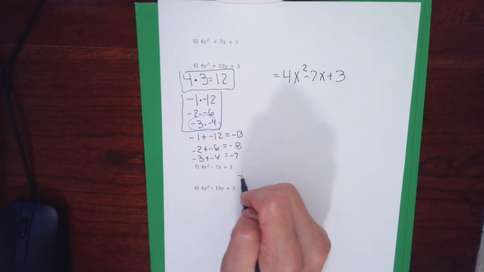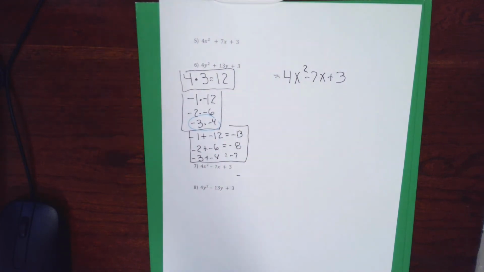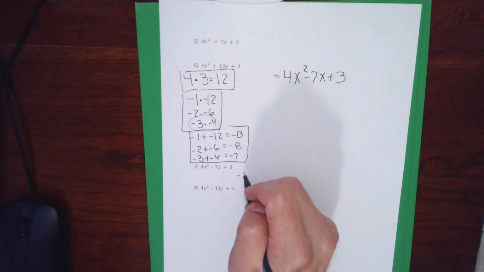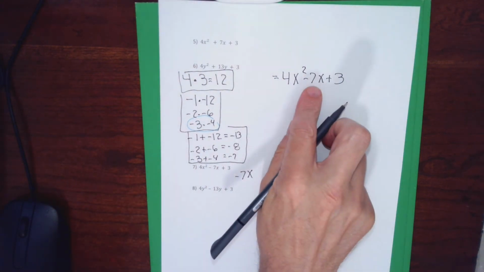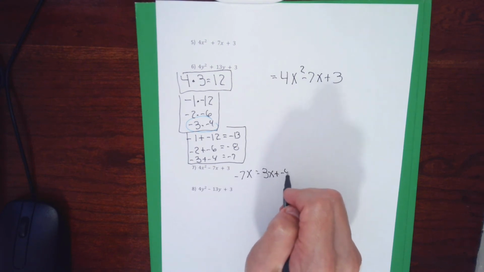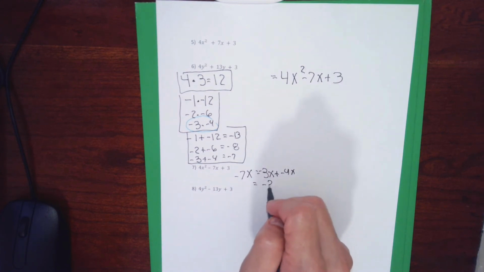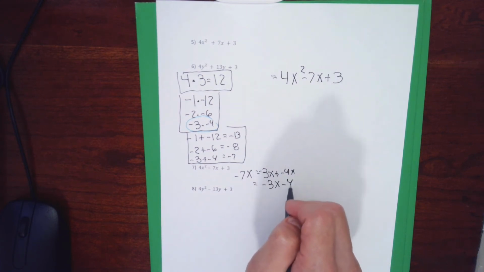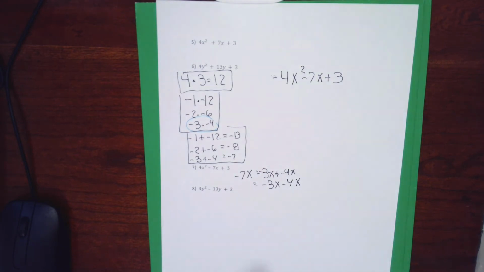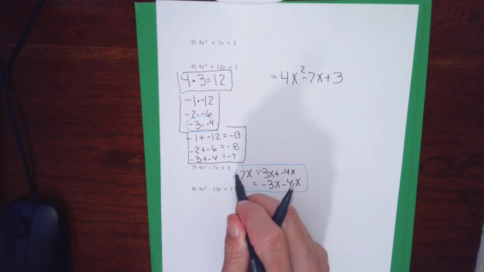I'm going to rewrite now the negative 7x to set myself up for grouping. I'm going to write negative 7x, which is the middle term, as negative 3x plus negative 4x. And I would rather write it as negative 3x minus 4x. Plus a negative is the same as minus a plus. There's all the side work I needed. I did all the steps for side work.